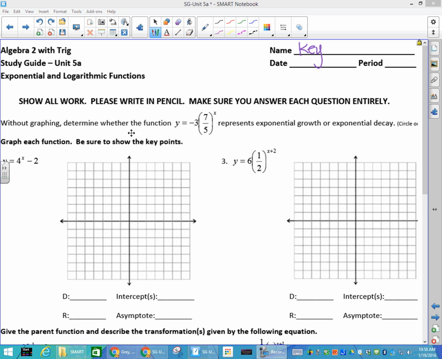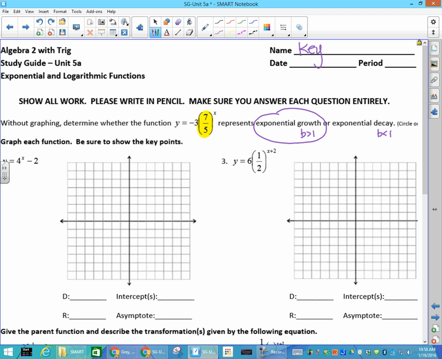Without graphing, determine whether the function represents exponential growth or exponential decay. So, how do you figure that out? You only are worried about that number right there. Anything else in the problem does not affect your answer. Okay? So, you need to look and decide whether that number, which we've represented with the letter B, is larger than 1, then we have growth, and if B is less than 1, we have decay. And 7 over 5 is larger than 1, so we have exponential growth for our first problem.